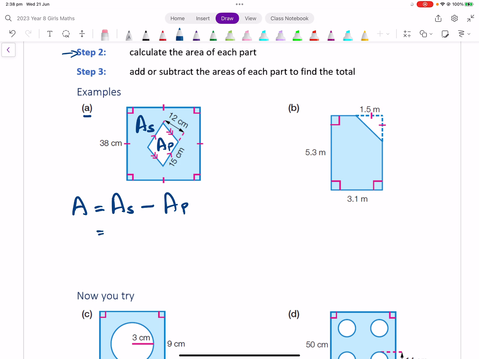And we know that the area of a square is length squared, or length times width when they're the same. And the area of a parallelogram is base times height. And we've been given all this information. So the length is 38 squared, and the base times the height is 15 times 12. And I might get Siri to help me here. Hey Siri, what's 38 squared minus 15 times 12?